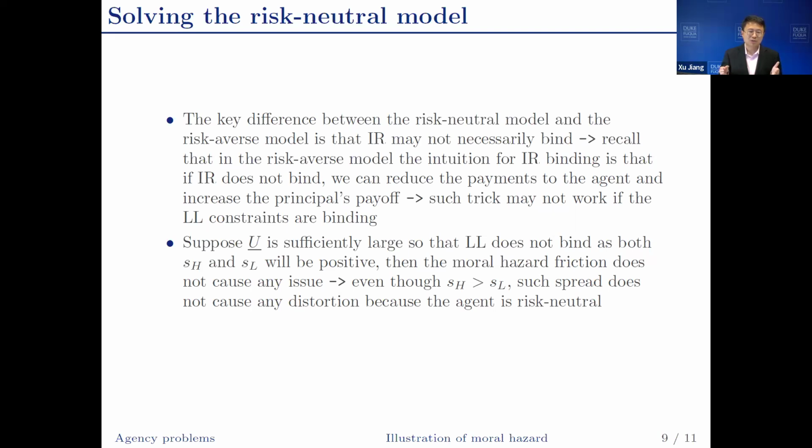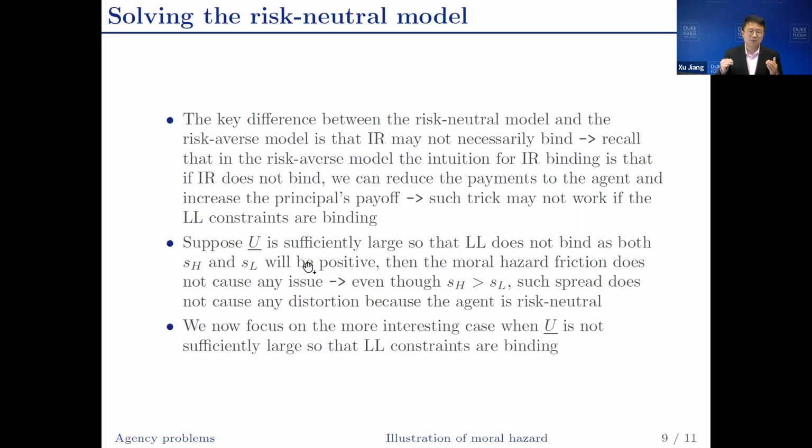Of course, you have spread in your contract because SH is bigger than SL in order to induce high effort. However, the spread does not cause any distortion because the agent is risk neutral. So there is no risk sharing issue, even though there is spread. The agent does not care about it. So we now focus on the more interesting case when the reservation utility is not sufficiently large.